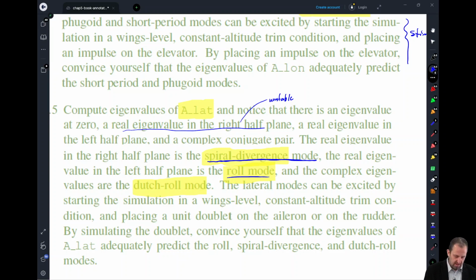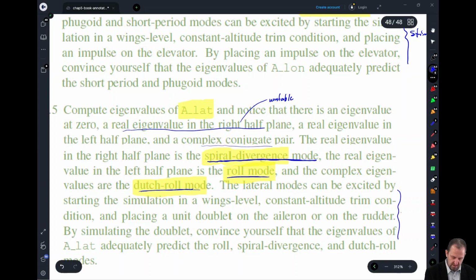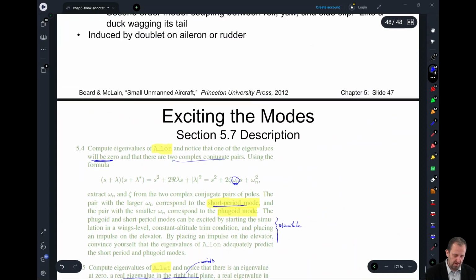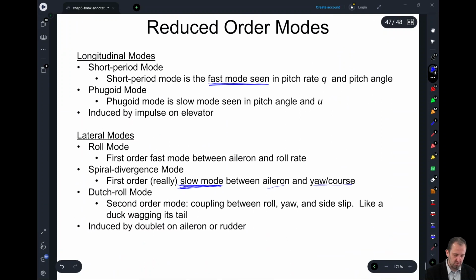Okay, and the complex eigenvalues. So we have this complex conjugate pair. These are known as the Dutch roll mode. And this again tells you how you can excite them. Okay, so we have these various modes, and you can play around with them and really gain more intuition about what these modes do.